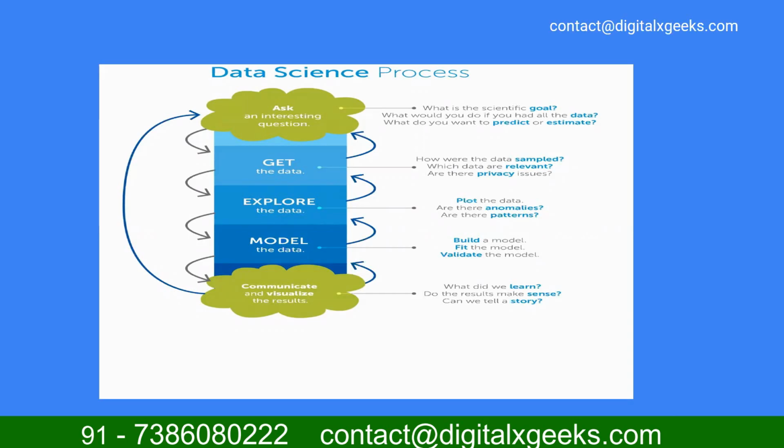So the first step in the data science process is asking an interesting question. It is a really important step, because based on that you are going to do the analysis, do your modeling, and communicate the results back to the client. So the first and important step as part of the data science process is asking an interesting question.